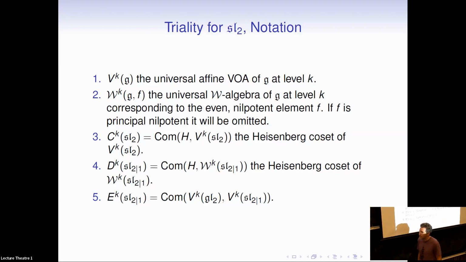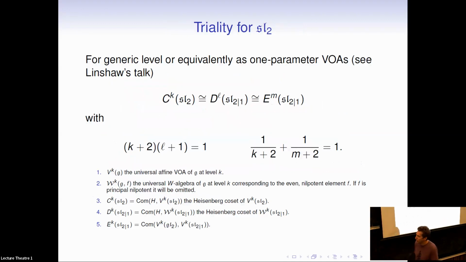Similarly, the W-algebra of SL2/1 is called the N=2 super Virasoro algebra, which also has a Heisenberg subalgebra. So I can also take its coset as commutant. And the affine VOA of SL2/1 has an affine GL2, so I can also take the coset. So why do I introduce this notation?